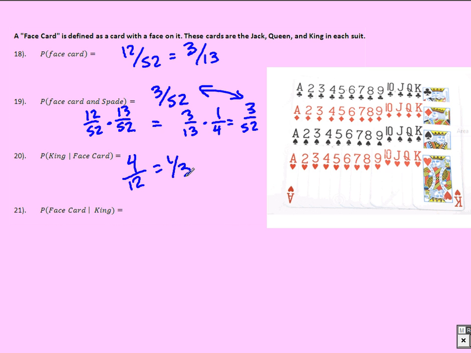Now, the other way around, what's the probability of it being a face card if it's a king? Well, all kings are face cards. So if it's a king, I know it's a face card. So that's a probability of 1. It's a 100% guarantee.